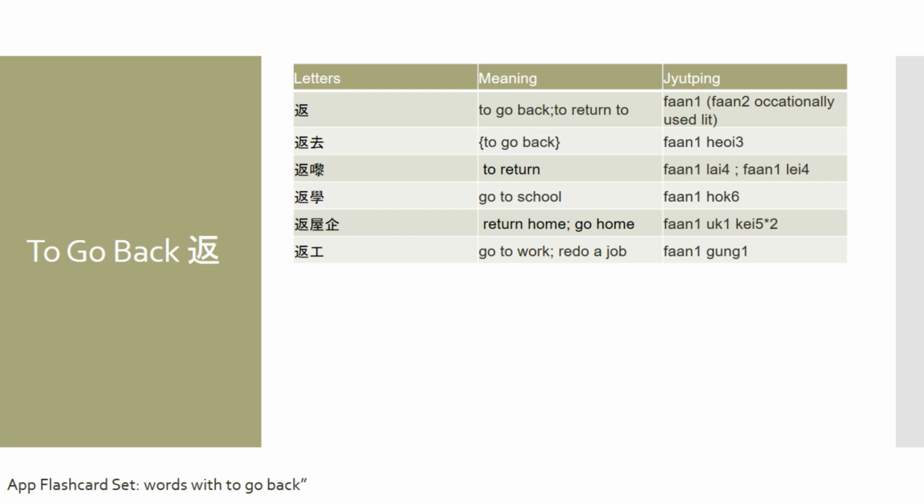Now, there are three places that we usually return to. So, of course, one is going back to your home. The other one is going back to school. And the third one is going back to your job. So, going back to school in Cantonese is 返學. Going back home is 返屋企. And lastly, to go back to work, it is 返工.